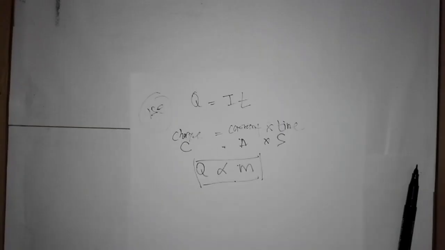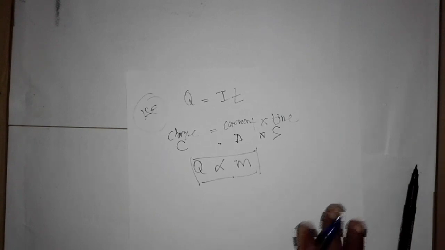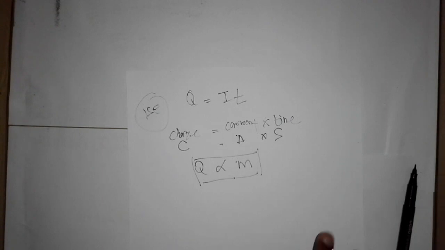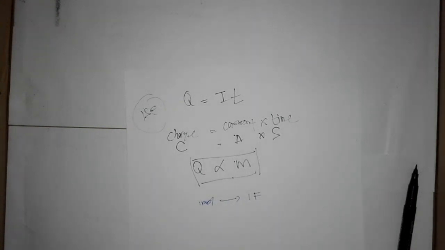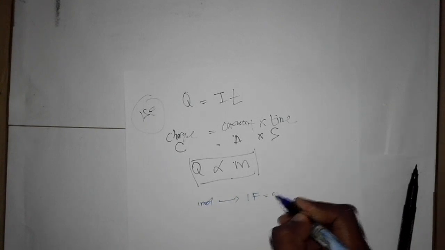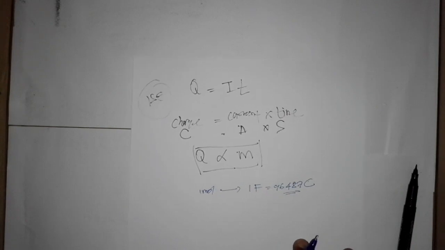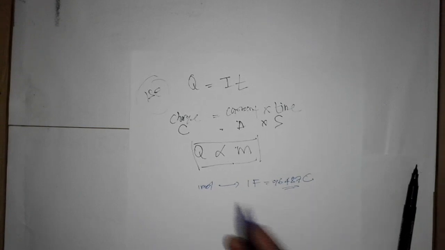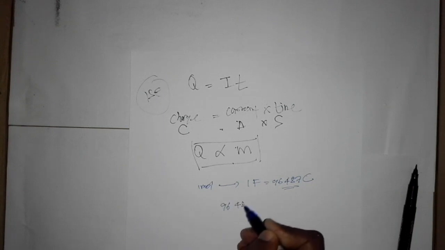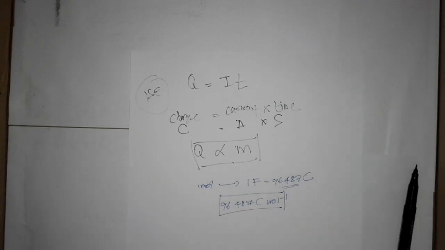Let's consider the second law. For the oxidation or reduction process, 1 mole of electrons requires 1 Faraday constant amount of charge. So 1 mole requires 1 F. Here 1 F equals 96,487 coulomb. This amount of charge is required for the oxidation or reduction process of electrolysis, 96,487 coulomb per mole of electrons.